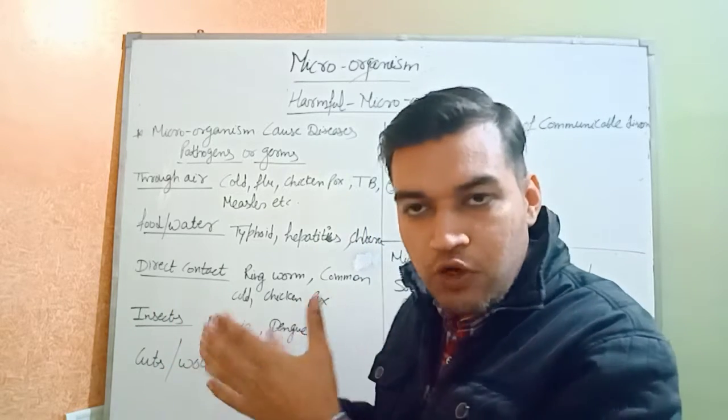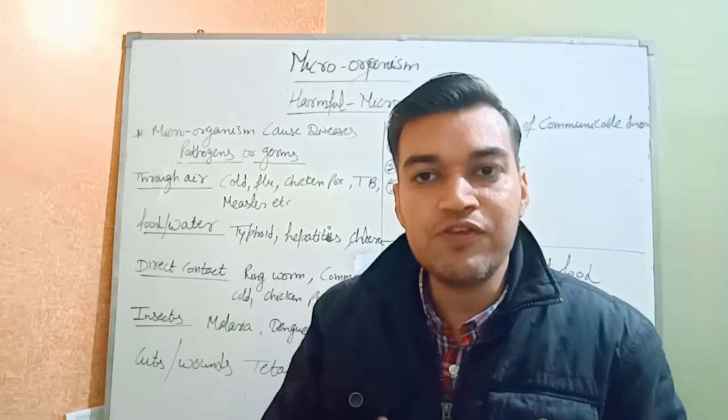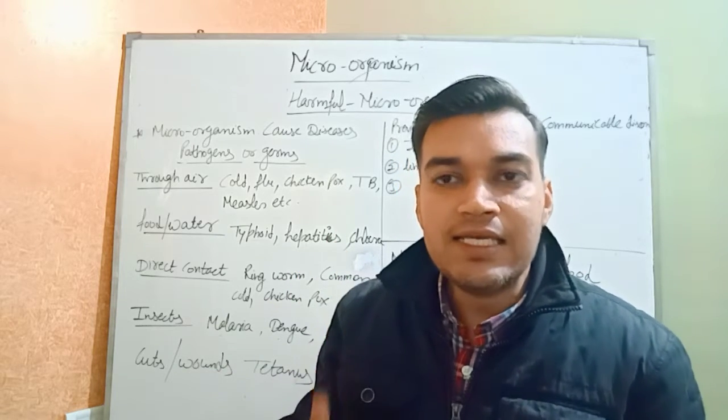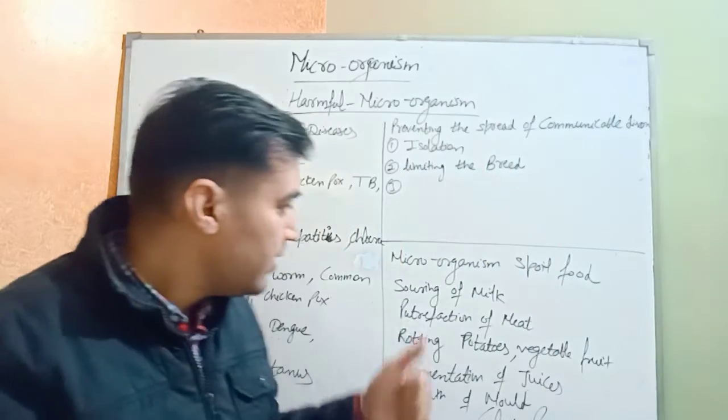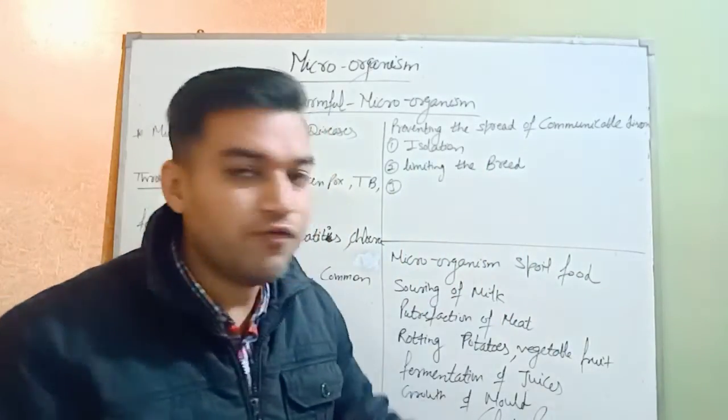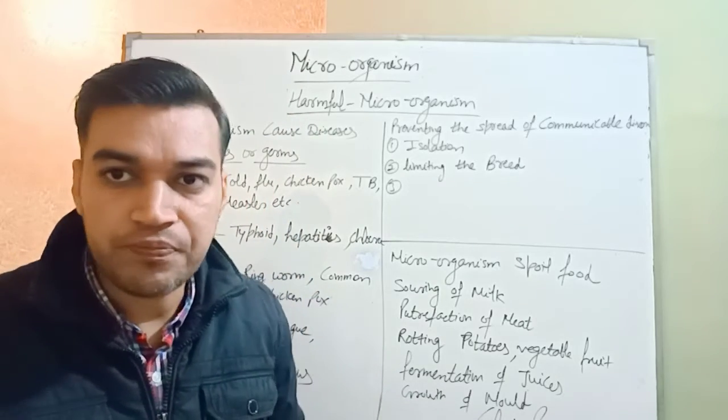If we stop the reproduction, if we stop the number of their families, we can easily control the disease, the spread of disease. Okay. Next, microorganisms spoil food. Yes, they spoil food. They destroy the food.